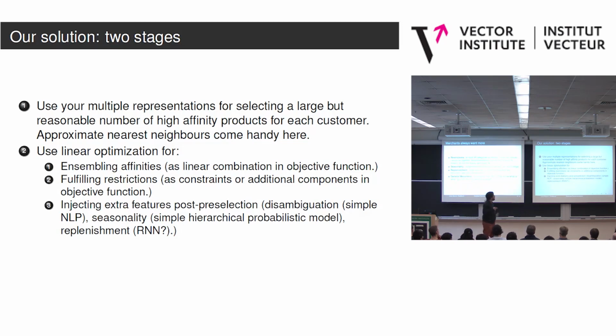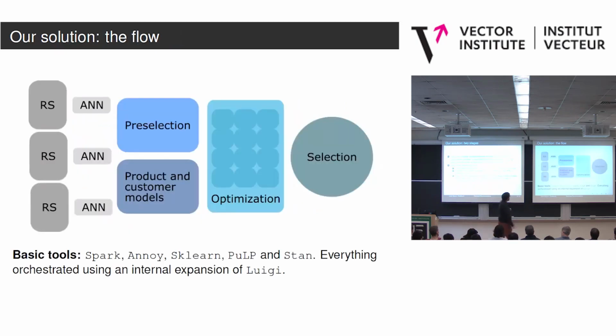So fulfilling restrictions, and finally, injecting extra features pre-selection. If there are certain features that are user-product, and if you have 50 million users and 100,000 products, calculating one number for each pair is expensive. So you want to do it fast. So what we do is we pre-select first. We reduce the amount of pairs that we actually want to calculate. And then we have some pre-trained models that we can use to calculate the values that we need. We feed all that into the linear optimization for each customer, and then we get some selection.